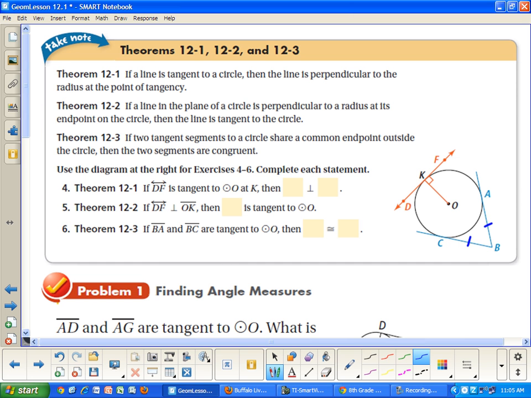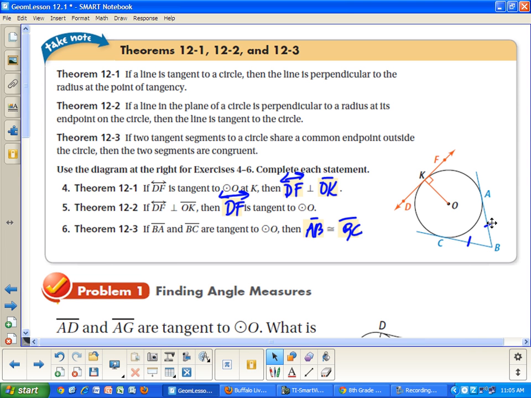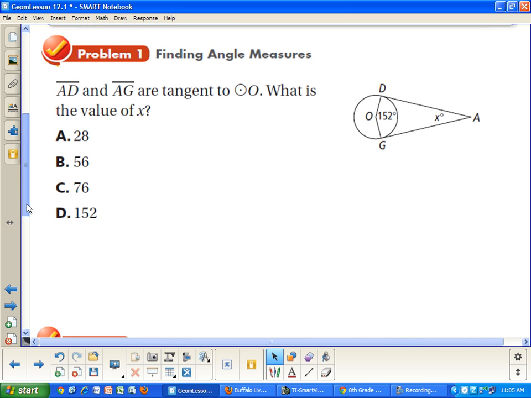We have OK is perpendicular to DF. So, using these theorems, line DF is perpendicular to segment OK, which is a radius. And we also have that DF is tangent if the two lines are perpendicular. And we also have that segment AB is congruent to segment BC. All right, so we're going to use these properties to solve some problems here.